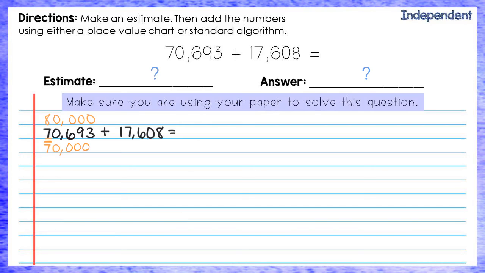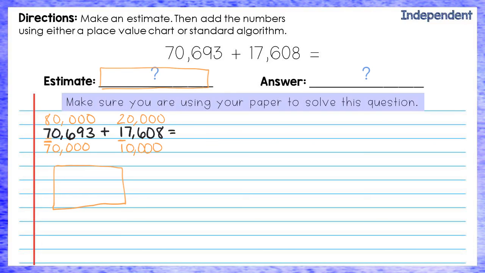Then 17,608, we're going to round to the nearest 10,000 again. So we could either round down to 10,000 or up to 20,000. Is 17 closer to 10 or 20? Yeah, it's closer to 20. So we're rounding to 70,000 plus 20,000. So you're going to add those together down here, and what you get when you add those together will be your estimate.